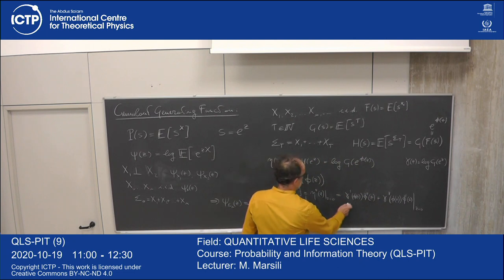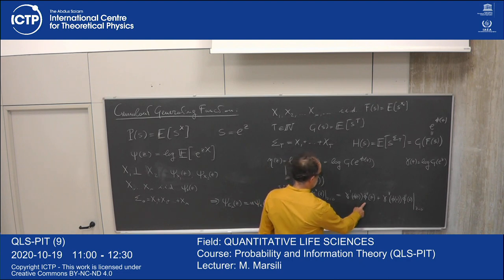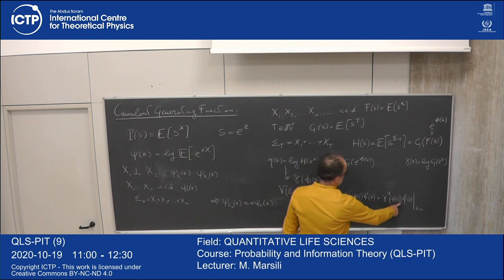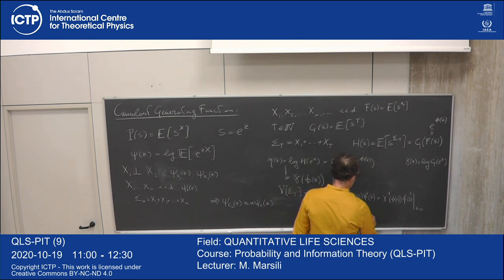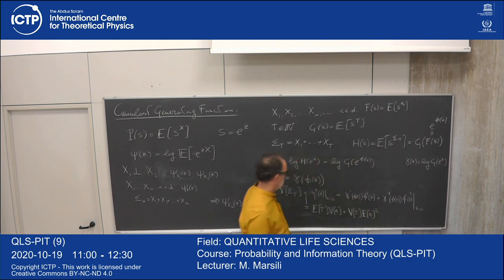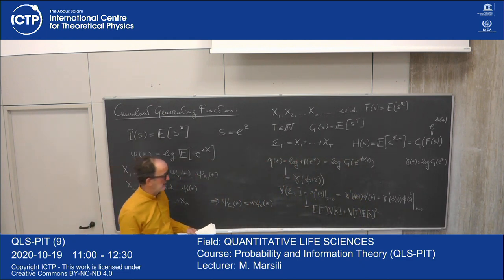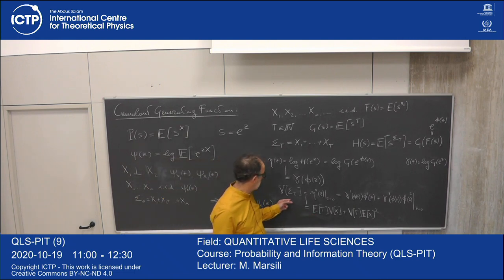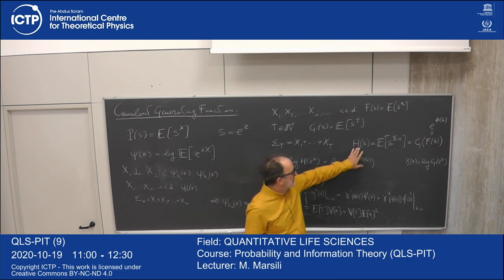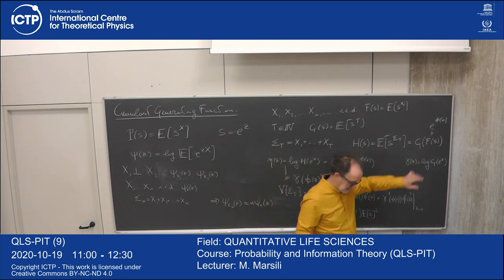Now you see immediately that this is the expected value of t. This is the variance of x. This is the variance of t. And this is squared, and this is the expected value of x squared. So you see that computing the variance is really straightforward with the cumulant generating function. It requires a little bit more effort if you take derivatives at s equal to 1 of this function using this relation.